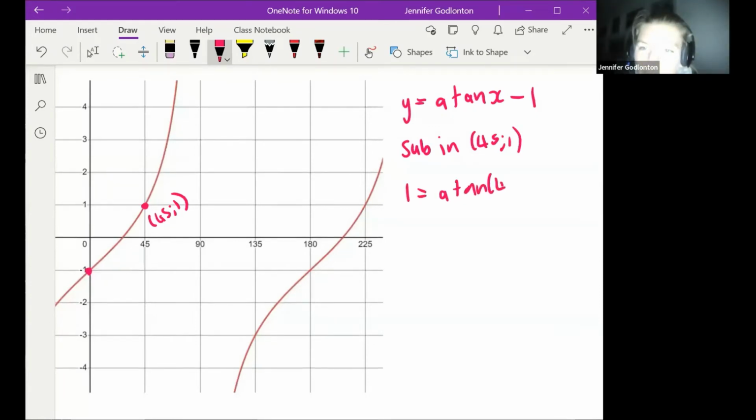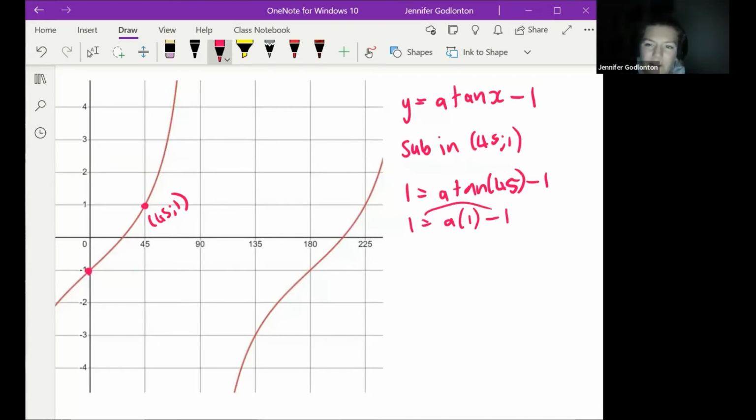Beautiful. And then I put my tan 45 in the calculator and I got 1 equals a times 1 minus 1. Correct. And then I moved over my -1 to the other side and I got 2 equals a. Beautiful. So what's my full equation? My full equation was y equals 2 tan x minus 1. Yes, beautiful, Monica. That was excellent.